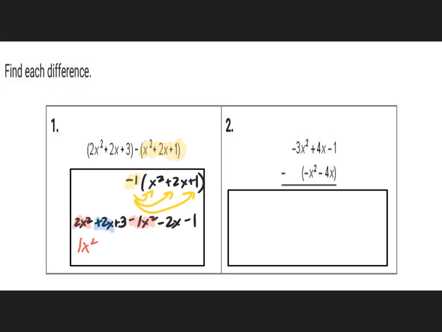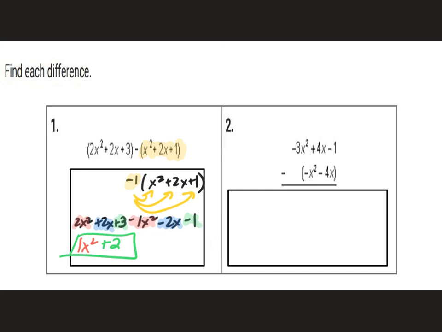I have 2x minus 2x. And so 2x minus 2x is 0, so I don't actually have to write a term there. Those kind of cancel each other out. And I have 3 minus 1, which is 2. So this is my final expression. Right? It's much preferable to write this short expression than to write this whole long expression, right? So this is why we simplify polynomials.